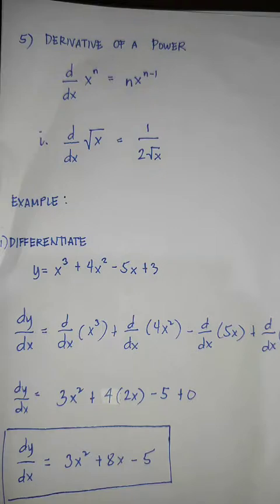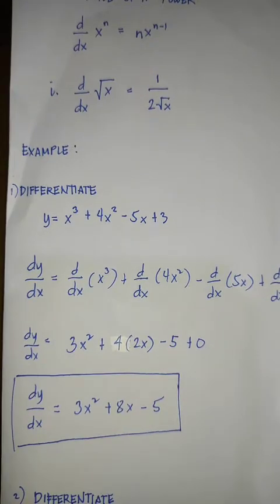So, example number 1. Differentiate x cubed plus 4x squared minus 5x plus 3. So, ito is derivative ng sum tsaka difference. I-distribute mo lang yung derivative with respect to x. For the x cube, magiging lang siyang 3x squared. Then, ang 4x squared is magiging 4 times 2 is 8. And then, x na lang matitira kasi 2 minus 1.